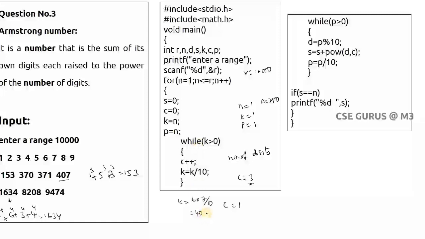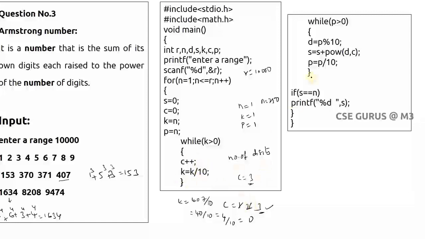K value is 40. 40 is greater than 0. Yes. Now c value will be incremented to 2. Now 40 by 10 equals 4. Now 4 is greater than 0. Now c will be incremented to 3. 4 by 10 equals 0. Now is 0 greater than 0? No, it comes out. Now you can see the count is 3. Similarly, if you take 8208, you will get the count as 4. Like this, you will get the count here.